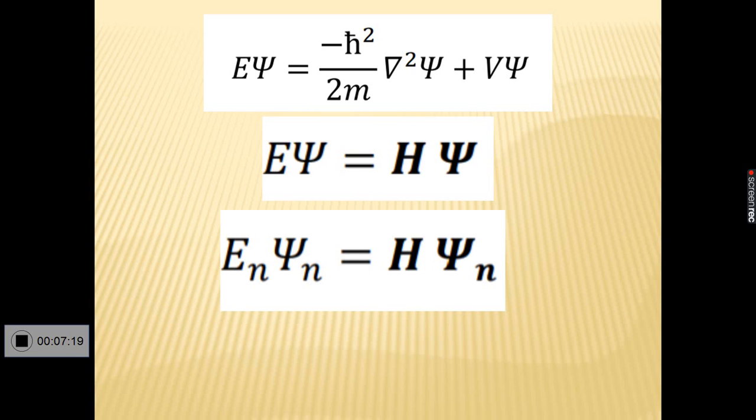Eigen is a German word meaning proper or characteristic. So eigenvalue means characteristic value, and eigenfunction means characteristic function. This is the reason why H psi n equal to En psi n is called the energy eigenvalue equation. Note that H is an operator, known as the Hamiltonian operator. So the H operator has an eigenvalue equation.